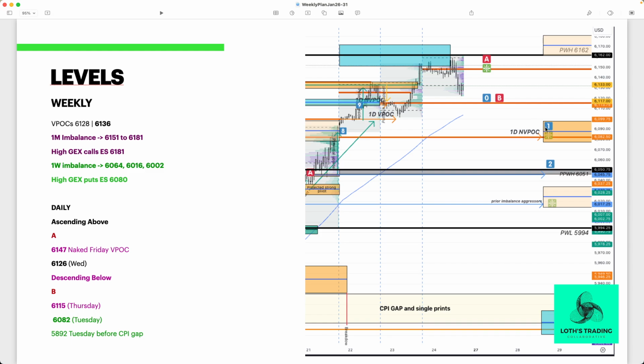And then if not, we'll see a weekly trend where we may decline to the lower areas, 6064, 6068, 6016, 6002. And then the gap below CPI is down all the way at 5892, which is quite a massive move.